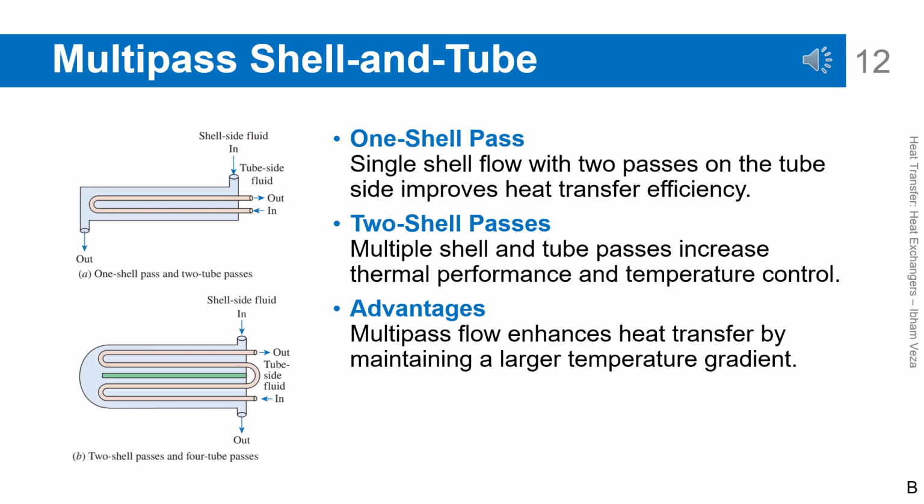Multipass configurations are used to improve thermal performance by forcing the fluid to pass through the exchanger multiple times. With more than one pass, the average temperature difference can be maintained at a higher level. This increases the total heat transfer without increasing the size of the device. One shell pass and two shell pass arrangements are common examples. This concept shows how flow arrangement can improve system efficiency.